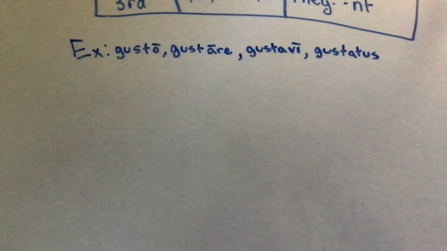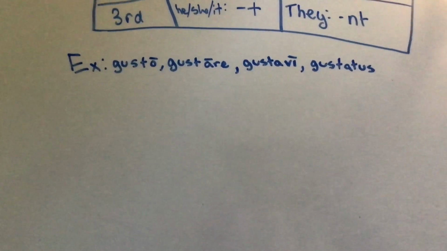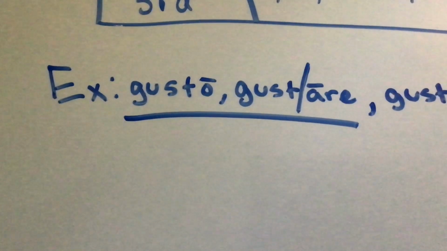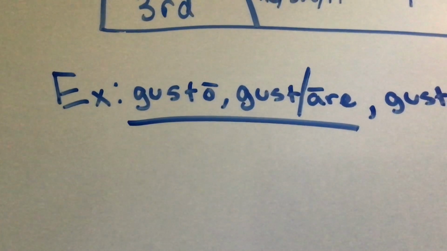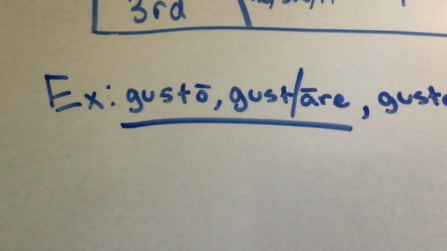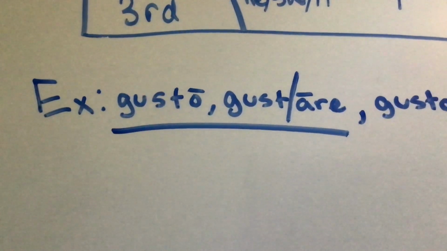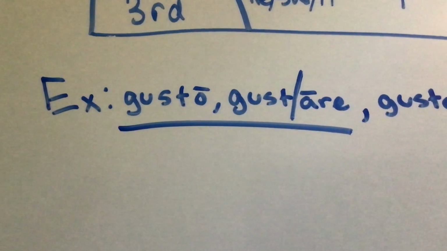The first step is to look at the first two principal parts, gusto and gustare. Because gusto ends with an o and gustare ends with an are, this is a first conjugation verb. So we will be conjugating it accordingly.